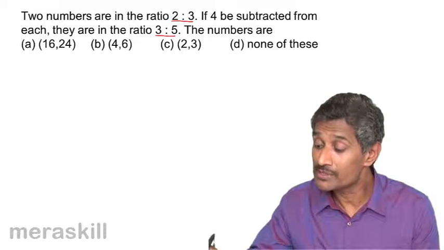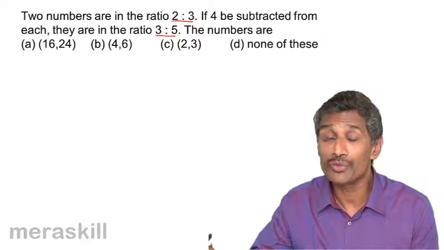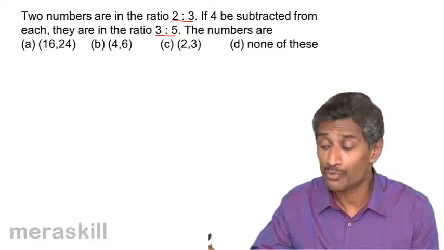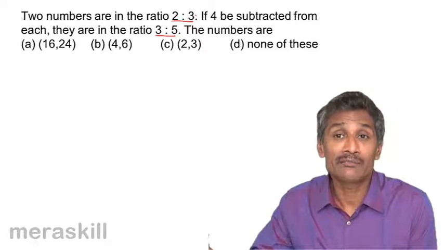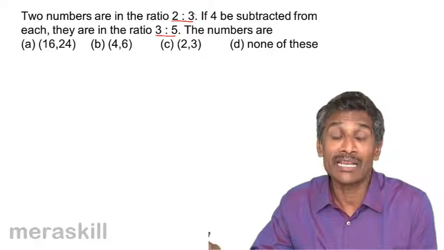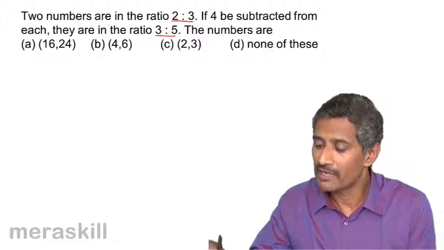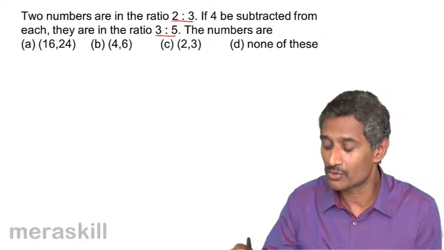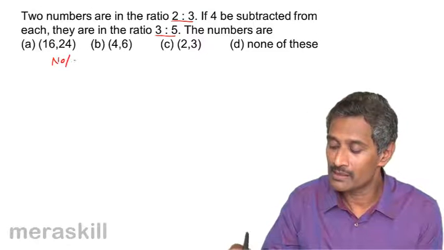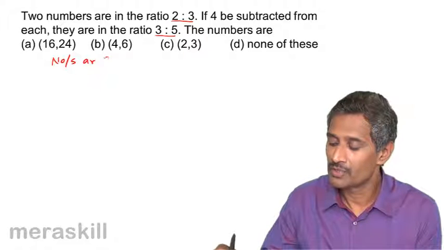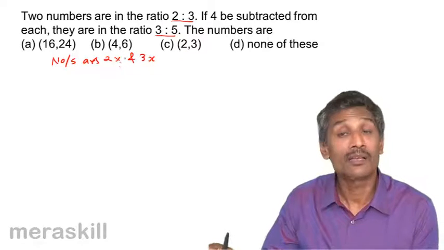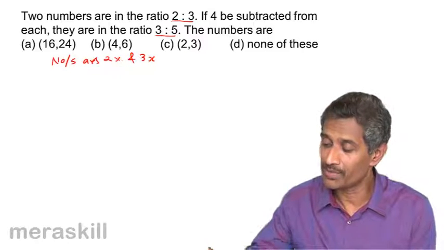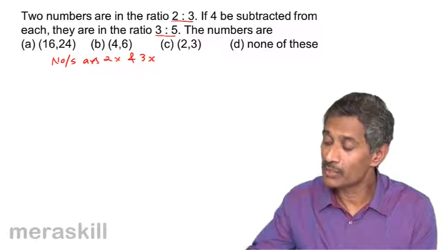That if two numbers are in the ratio 2:3, you're not going to take them as 2 and 3. They could be 4 and 9, they could be 10 and 15, they could be 12 and 18, anything. Whatever it is, if two numbers are in the ratio 2:3, we take the numbers as 2x and 3x. So hence the numbers are 2x and 3x.